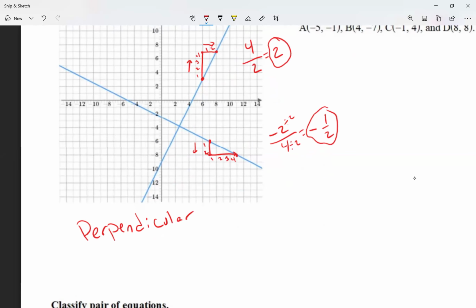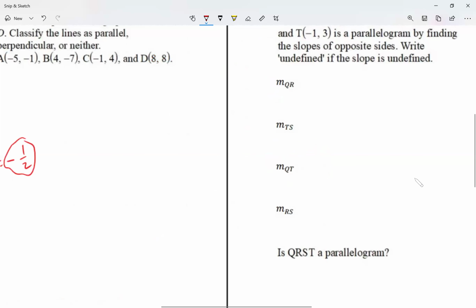If you have the same slope, boom, parallel. If you have different slopes, but they're not negative reciprocals of each other, then neither. Good. Let's take a look at number 28.